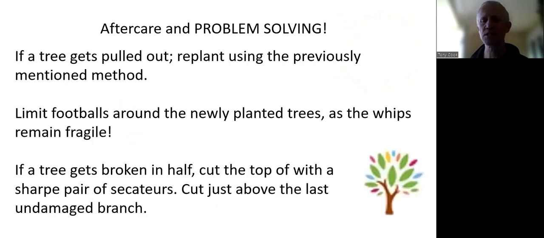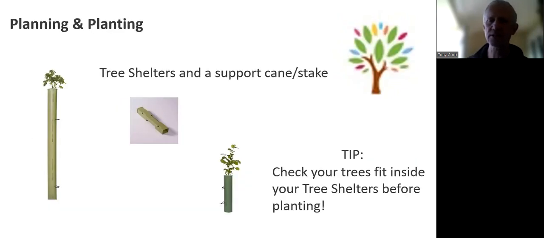And sometimes the tree shelters in the lower right hand corner, you can see, are much bigger, and so sometimes we get whips that have got a lot of lateral branches on them. So these are the branches that grow out to the side, and so they won't fit in our card-based ones, which are narrower. So sometimes we have to use the plastic ones to fit the trees into. And there's a little tip there: make sure that your tree fits into the tree shelters before you plant them, otherwise you can't get them on.